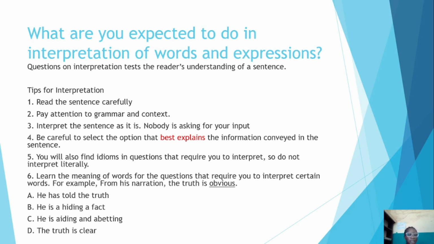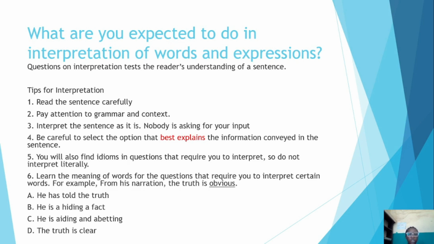Option C, he's aiding and abetting. Aiding and abetting is a legal term. It means being aware that a person is doing a crime or has done a crime, and then you're not saying anything, so you've aided and abetted that crime. Nothing suggests that in this sentence. That's why I said interpret the sentence as it is. They don't need our input. So we don't care whether his truth meant that he's aiding and abetting. That's not our business. Option D says the truth is clear, and that is the correct option.